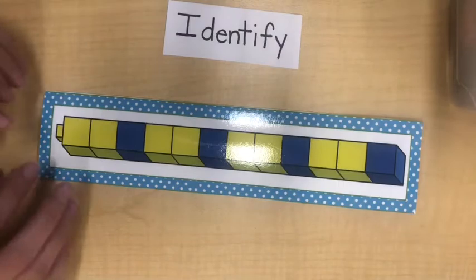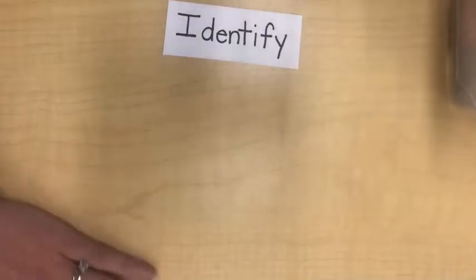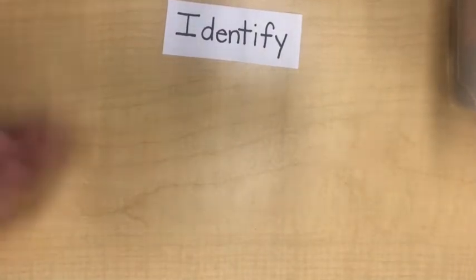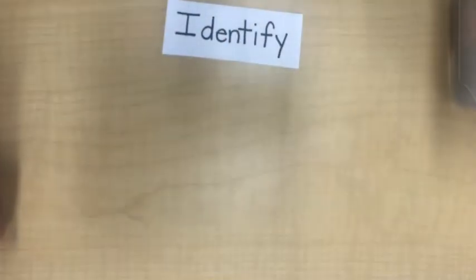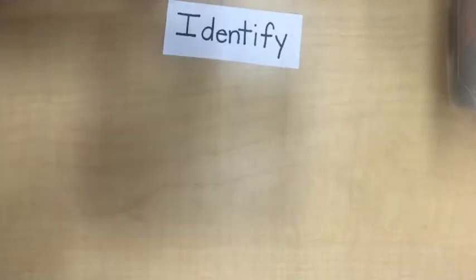The other thing we need to be able to do when we identify patterns is identify sound patterns. So that'd be clap, clap, snap, clap, clap, snap. What part of that pattern repeats? You're right, it's the clap, clap, snap. That's what we call the core of our pattern.